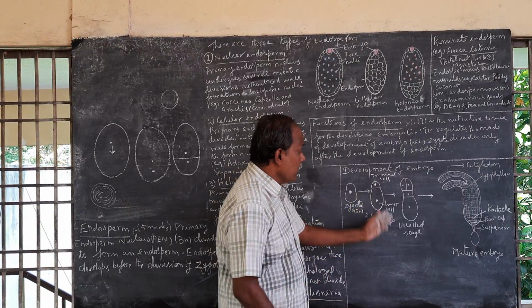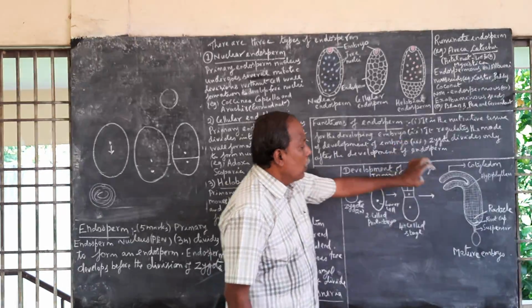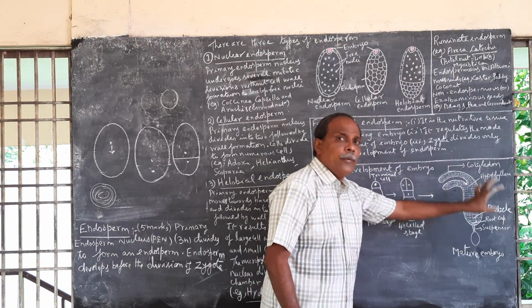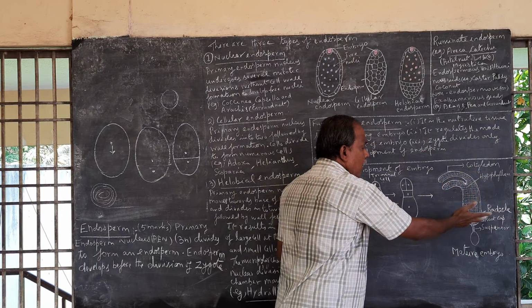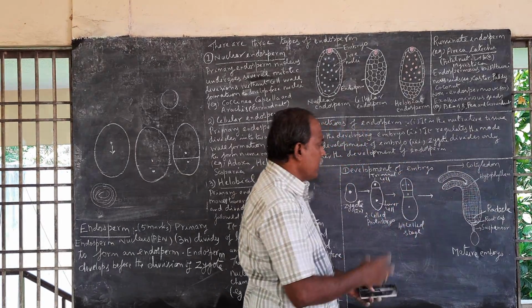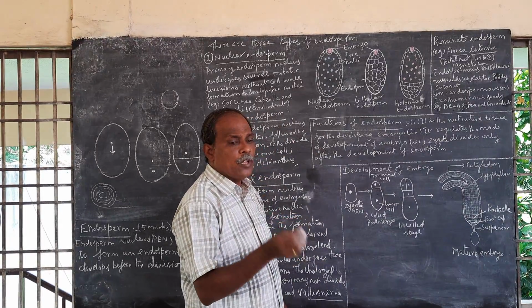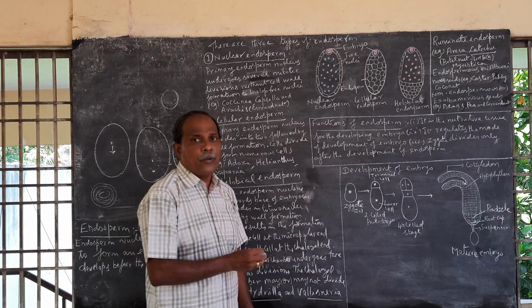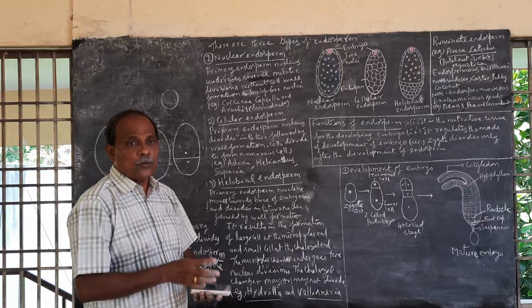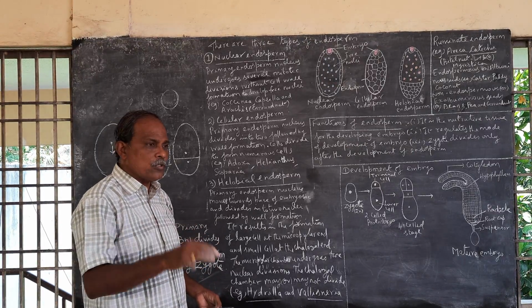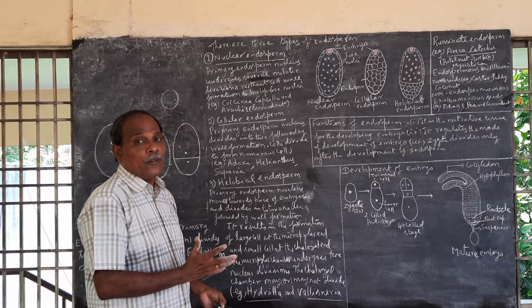Then what happens here? The 4-cell embryo, then globular embryo, gives rise to the mature embryo. In the mature embryo, the structures you get are cotyledons, plumule, hypocotyl, epicotyl, radicle, root cap, suspensor. Role of the suspensor: it pushes the embryo deep into the nutritive tissue, whereas in gymnosperms it pushes the embryo deep into the female gametophyte.